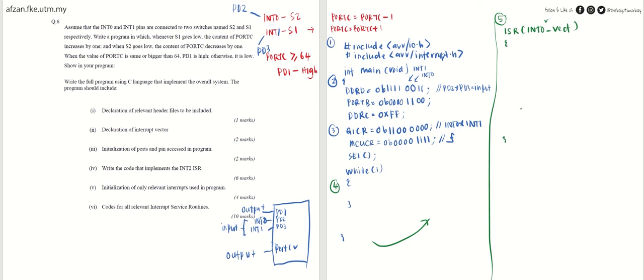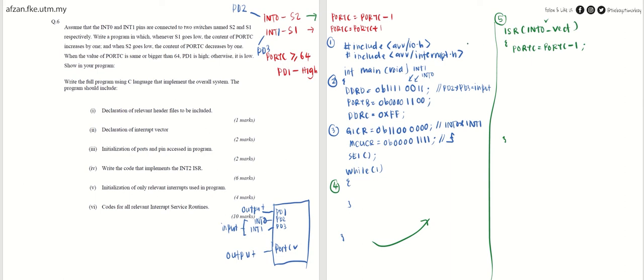So under ISR0, what are you going to do? You see here, whenever you press INT0, which is a switch, port C will be decremented by 1. So you just put PORTC = PORTC - 1. As simple as that.